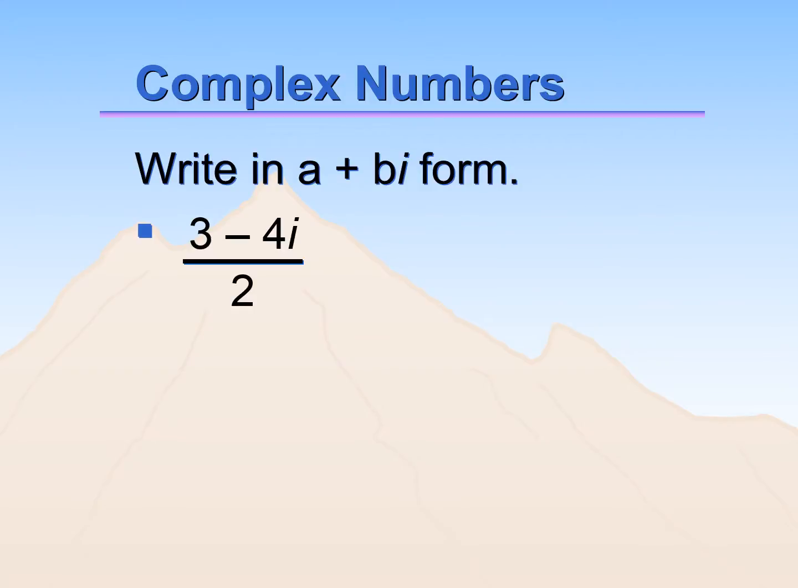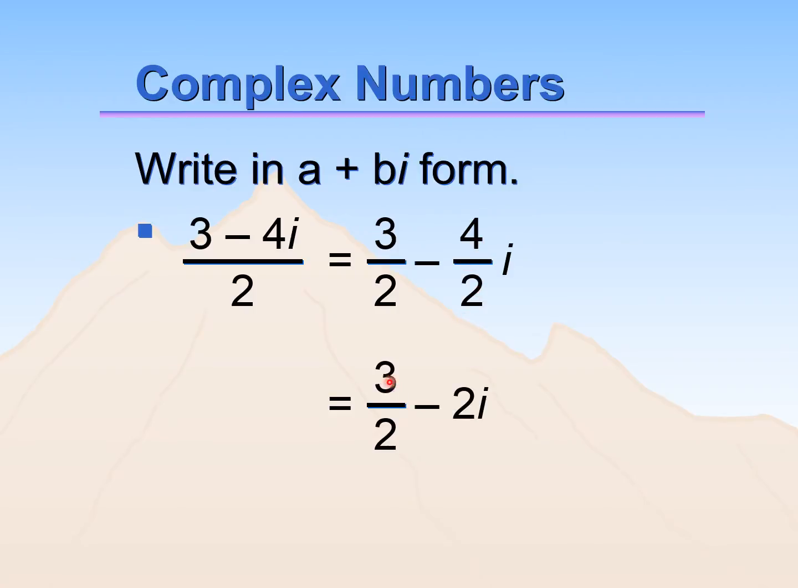All right, so let's take a look at this one. This is also not in standard form yet. However, we can make it in standard form. Since we have a numerator divided by one denominator, we can actually break that denominator up and put it over each numerator. So now we have 3 over 2 minus 4 over 2i. And then we can simplify. This 4 over 2 is the same as saying 2. So now we have 3 over 2 minus 2i.